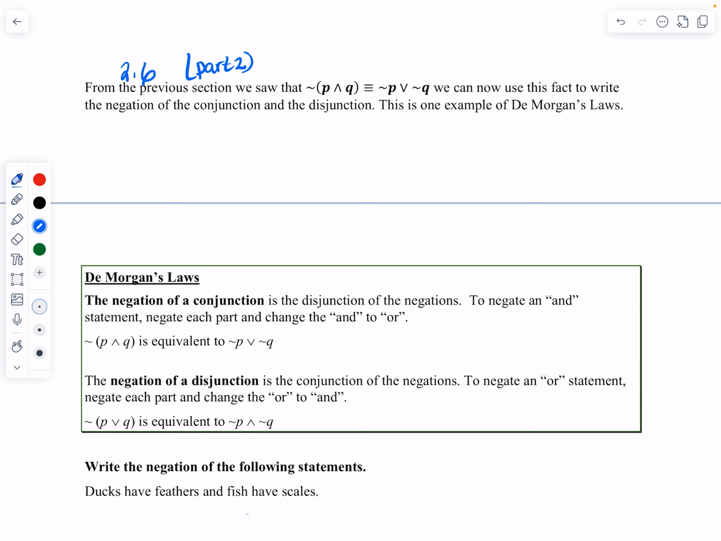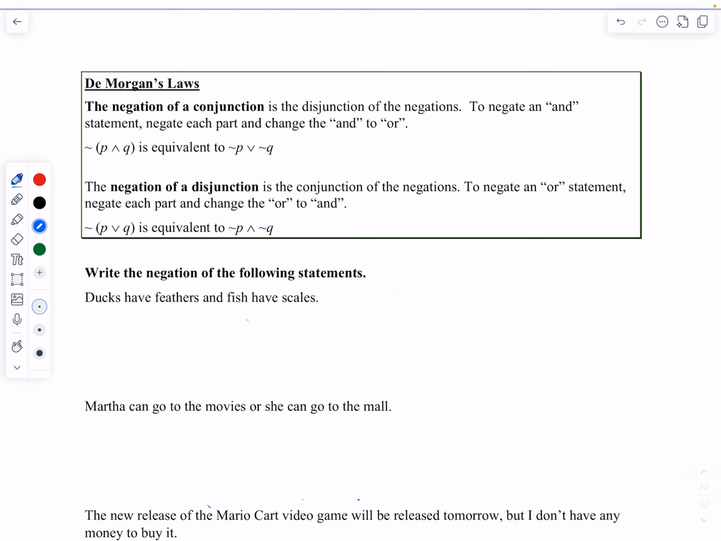So we know that, and this is one example of De Morgan's law. De Morgan's law is the negation of the conjunction or the negation of the disjunction. Let's look at the conjunction first. The negation of the conjunction is the disjunction of the negations. Sounds kind of confusing. To negate an and, you negate each part and change the and to an or. So basically you're just distributing. Distribute the negation to P, distribute the negation to Q. So this becomes negation P or negation Q.